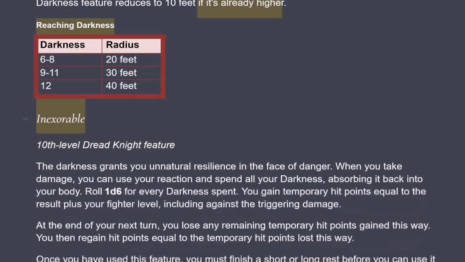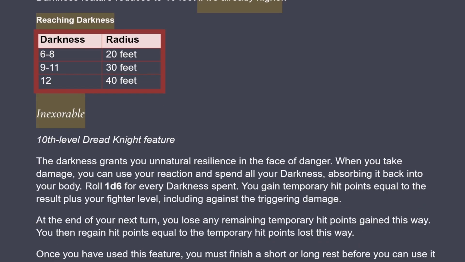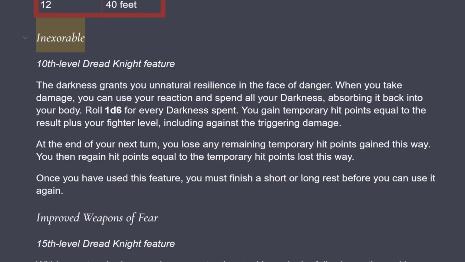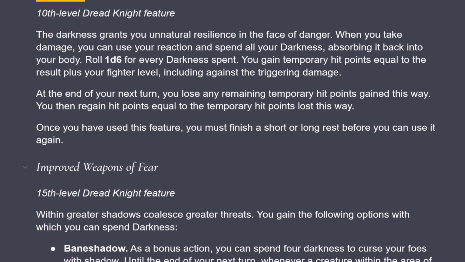Okay, I think I've said way more than enough about that. I probably rambled for like an hour about the scaling and the different ideas I have to nerf it and balance that. But we are finally talking about our level 10 feature, believe it or not.